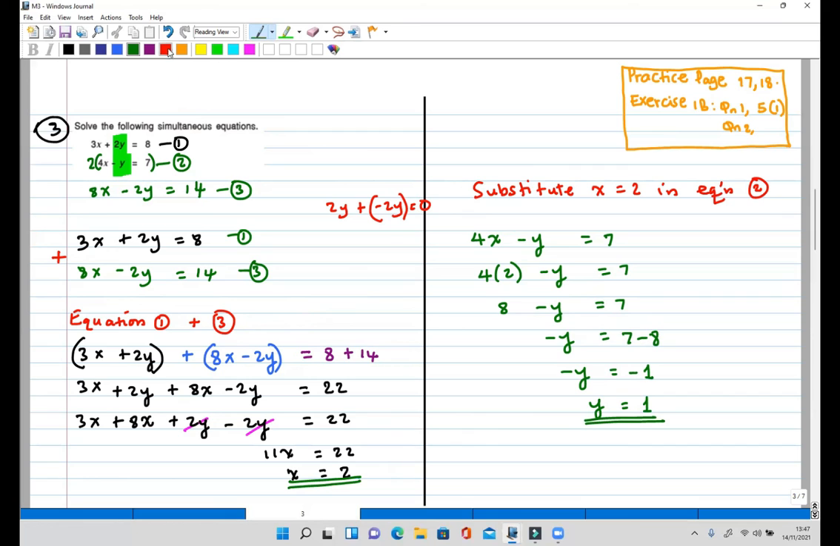So it therefore means that x is equal to 2 and y is equal to 1. So that is the solution to this system.